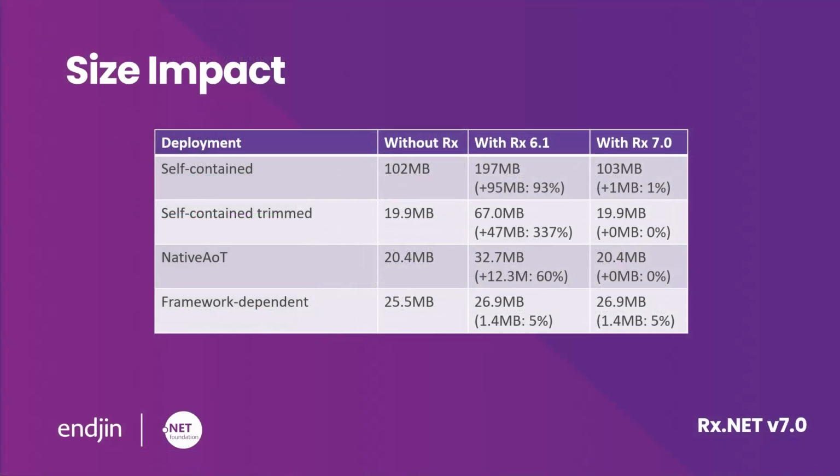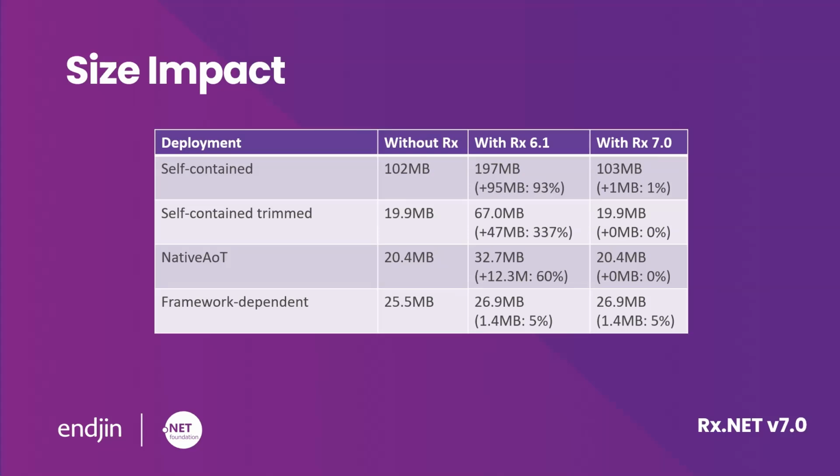And if your application is able to use trimming, it's even better, because you only pay for the bits of RX that you use. Similarly, if you target native AOT, the cost of entry for RX7 is pretty small. And again, you only pay for what you use. This particular example references RX, but doesn't actually use it yet, so trimming is able to reduce the impact to 0. Obviously, if you were really using RX, the price would go up.